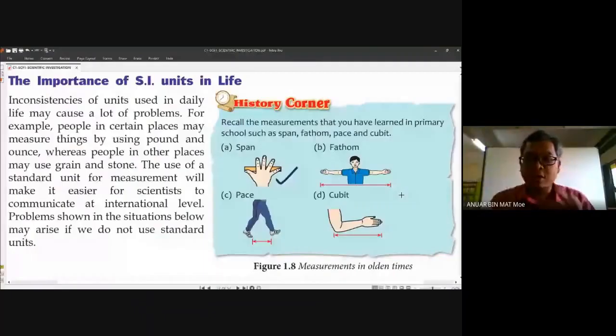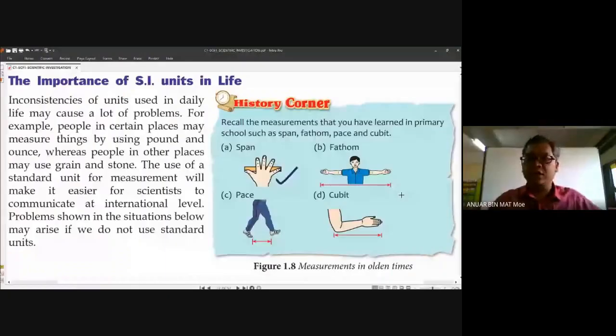Why? Because different people have different sizes. How about the people who have longer hands and the people who have shorter hands? We cannot use this measurement. But people a long time ago just used this as a measurement at that time. At that time, there was not yet an SI unit. But the measurement is not accurate now.